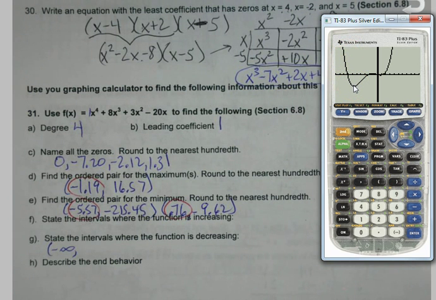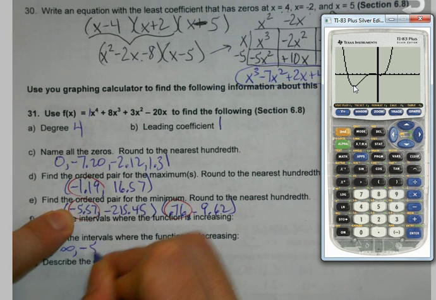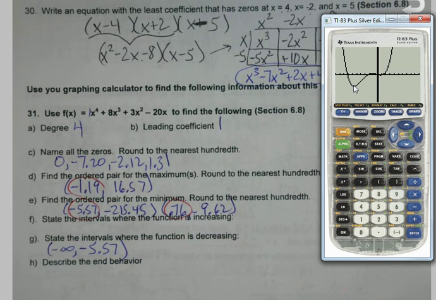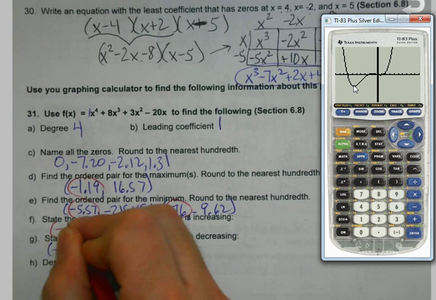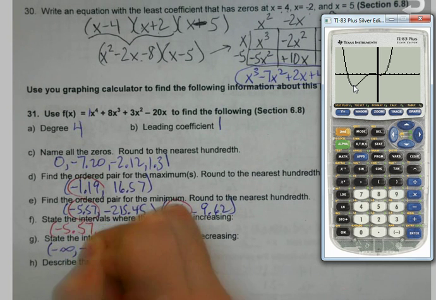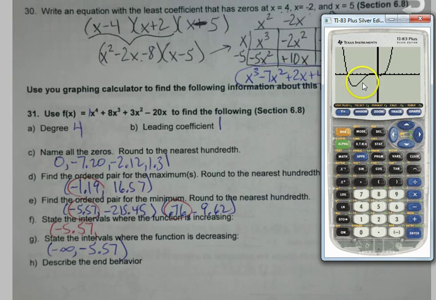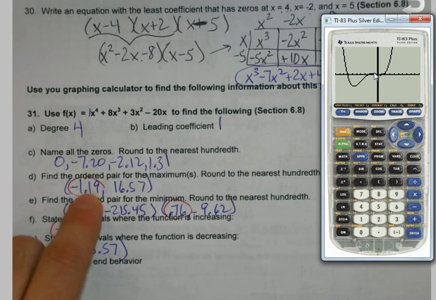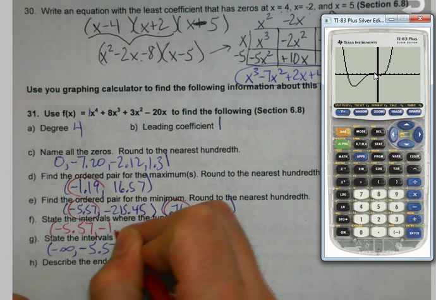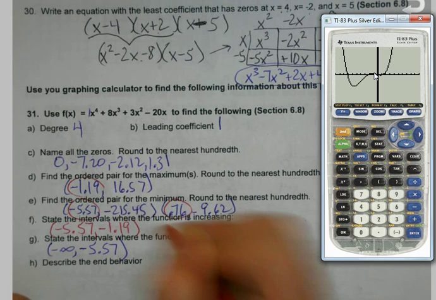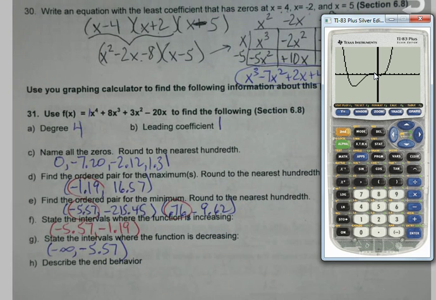It decreases until I get to my first minimum. My first minimum, negative 5.57. So then once it hits that minimum, it's going to start going back up. So it starts there, goes up until I get to my next maximum. See, this is where having the values helps me. I don't even need to be able to play with it on the calculator. Once I know these values and just how it works in general, there's a flow to it.